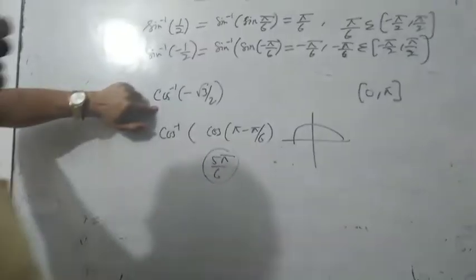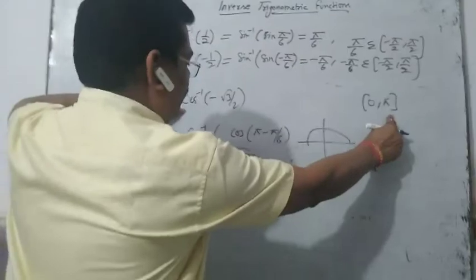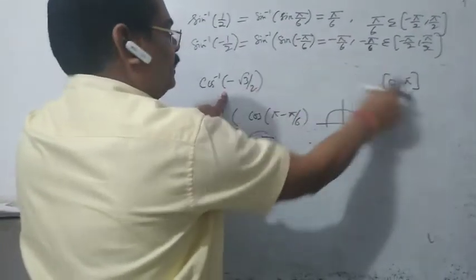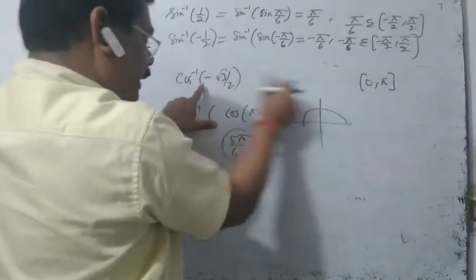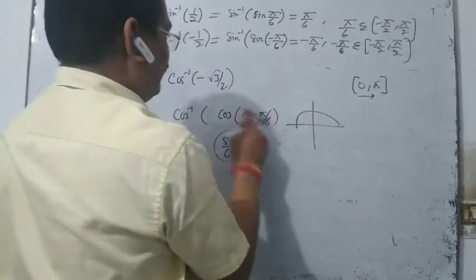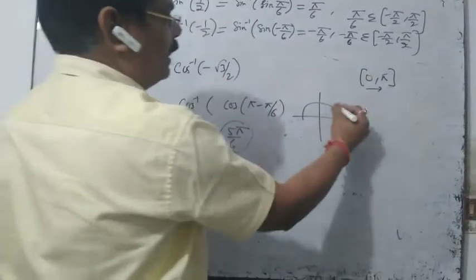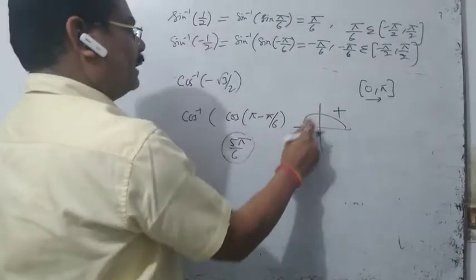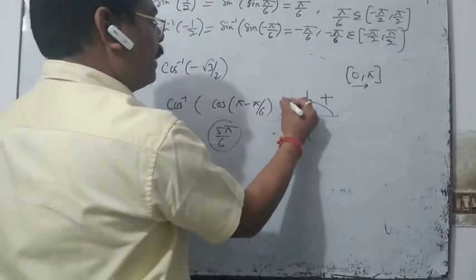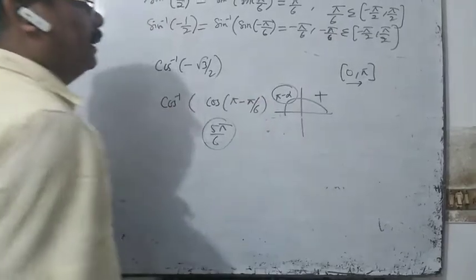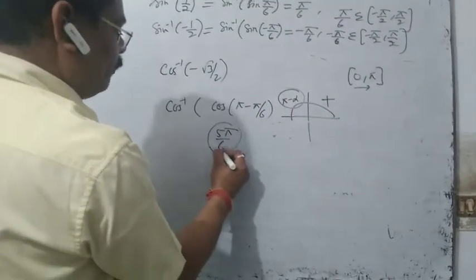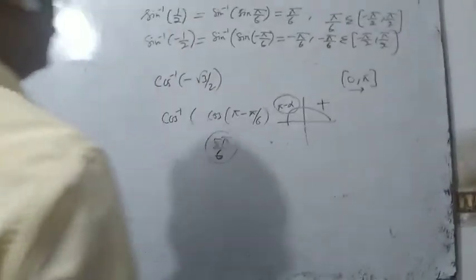Because cos inverse lies between 0 to pi, there is no negative value in this principal branch. So you can use 0 to pi. In the first quadrant, all values are positive, and in the second quadrant cos is negative. Then you can write pi minus alpha, or pi minus pi by 6. So this answer is 5 pi by 6.